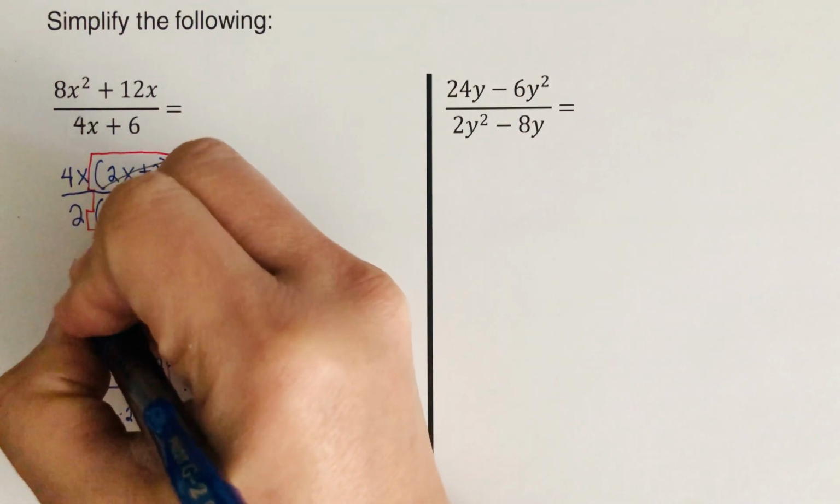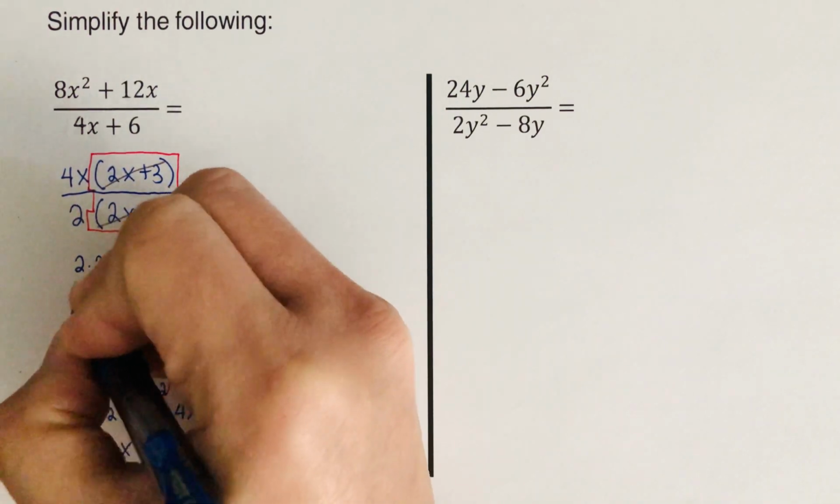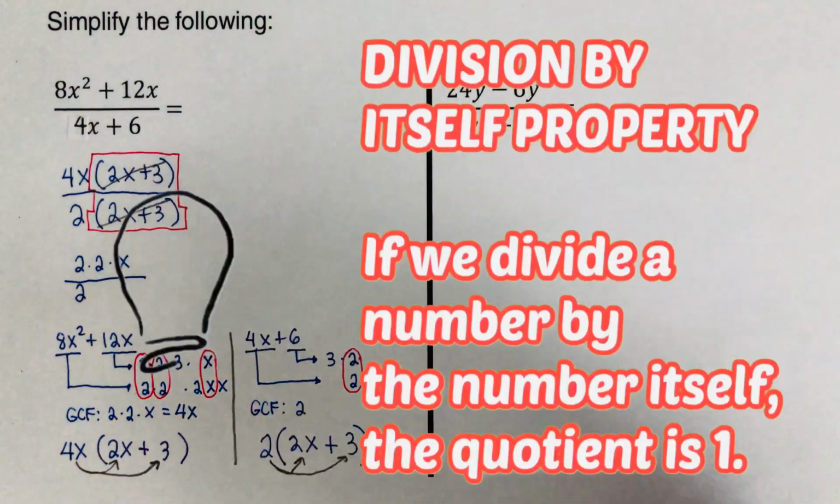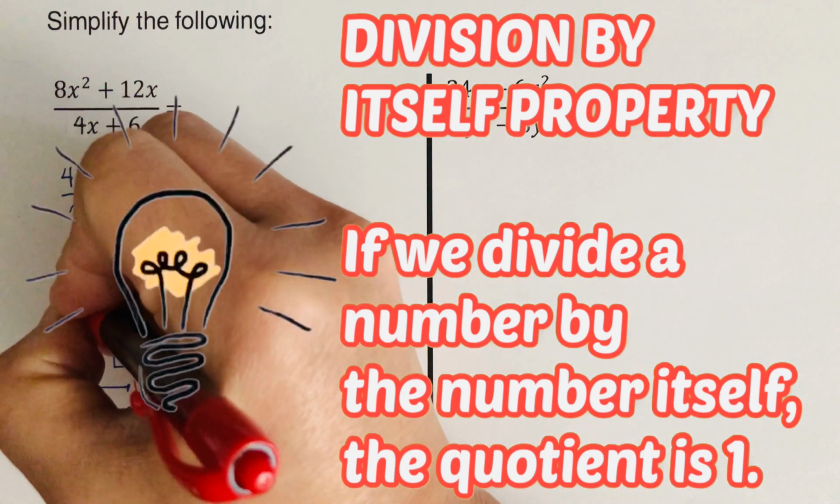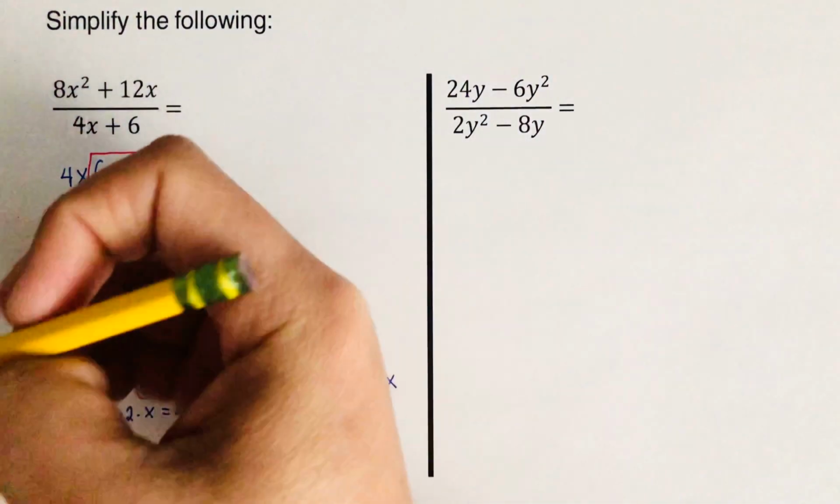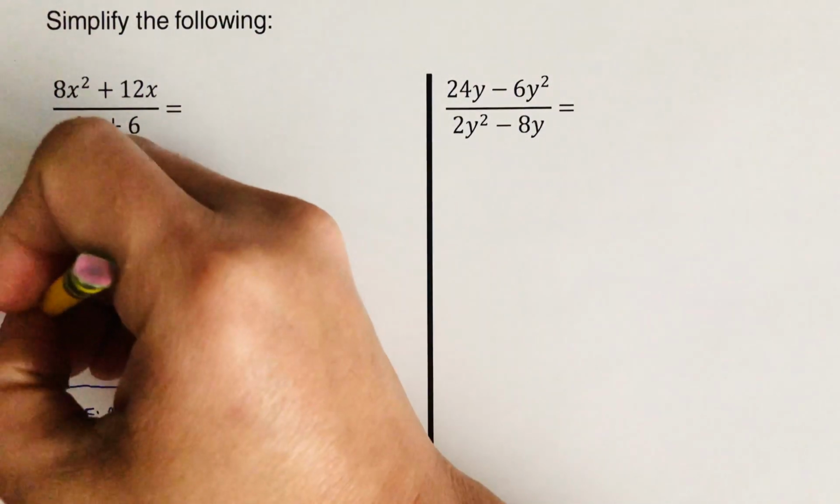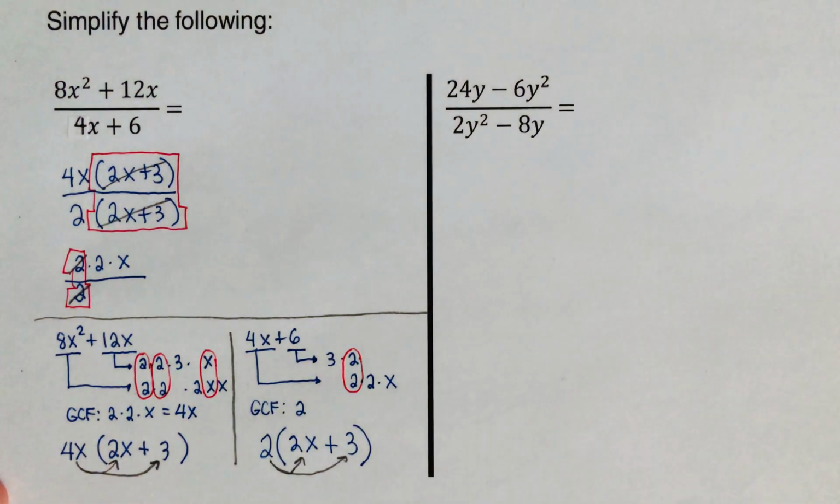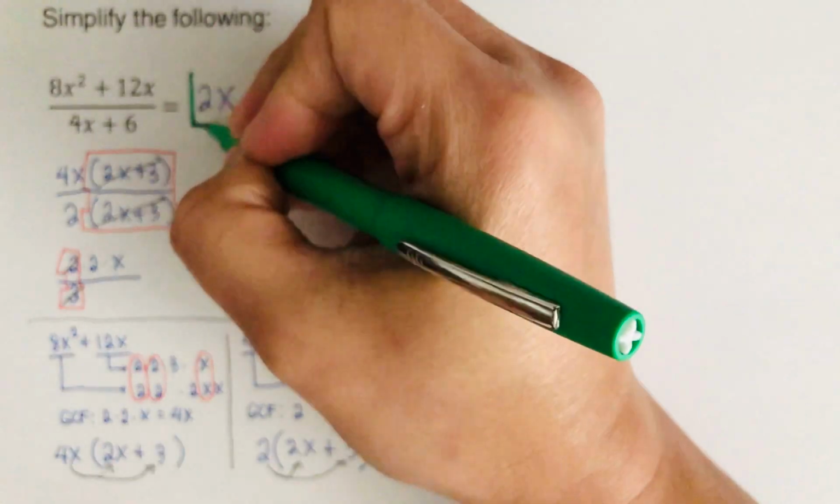4x is actually equal to 2 times x, and then we have a 2 at the bottom in the denominator. So then we remember the division by itself property. If we divide a number by itself, then the quotient is 1. So this one right here is also 1. Again, we remember that we can cancel them out. If we cancel them out, again, it's not 0, but it is actually 1. So then we're left with 2x. So our final answer here would be 2x. So we go ahead and put this inside a box.